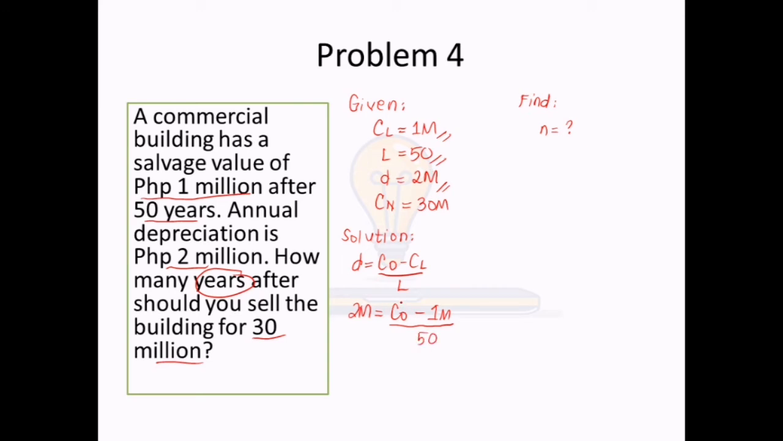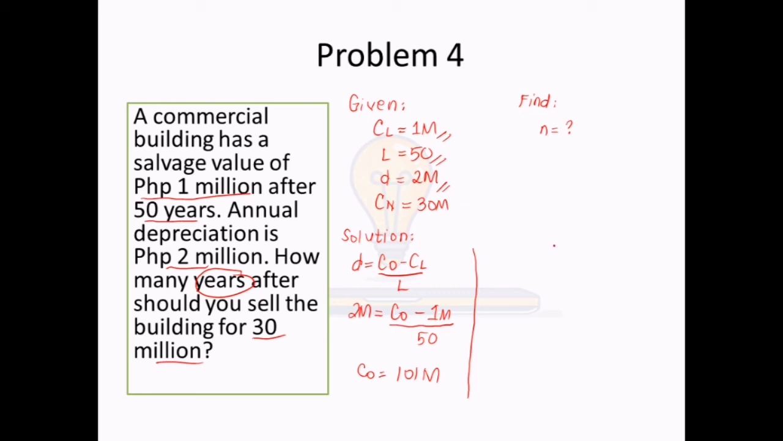Upon solving this, we can now have the value of the initial cost of the building. So we have 50 multiplied by 2M plus 1 million. That is equivalent to 101 million pesos. So what is this for? The first cost, or the purchasing value, of the commercial building is 101 million pesos.